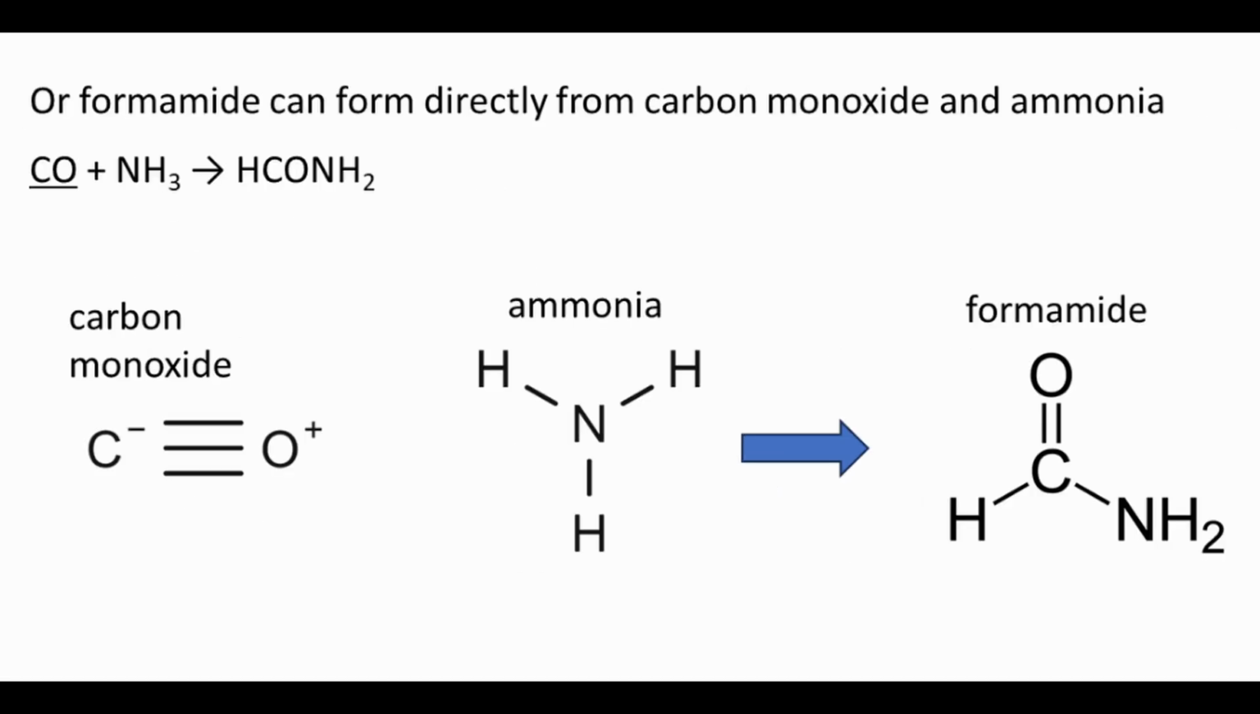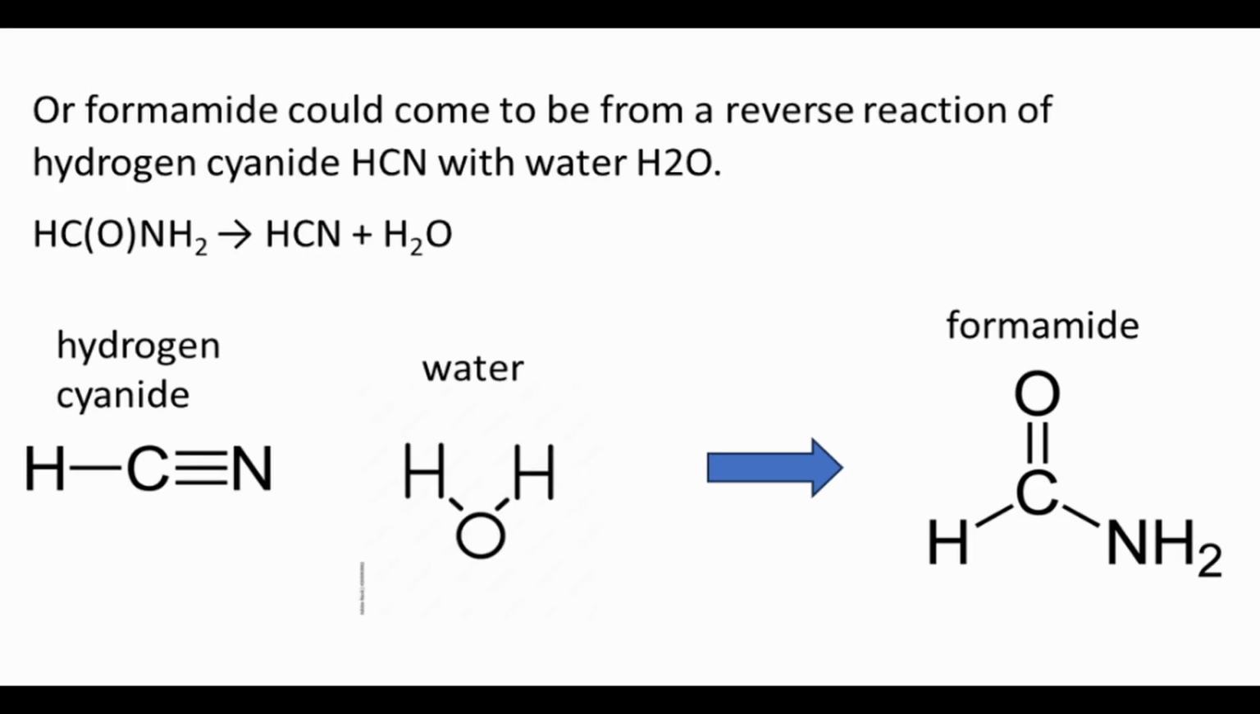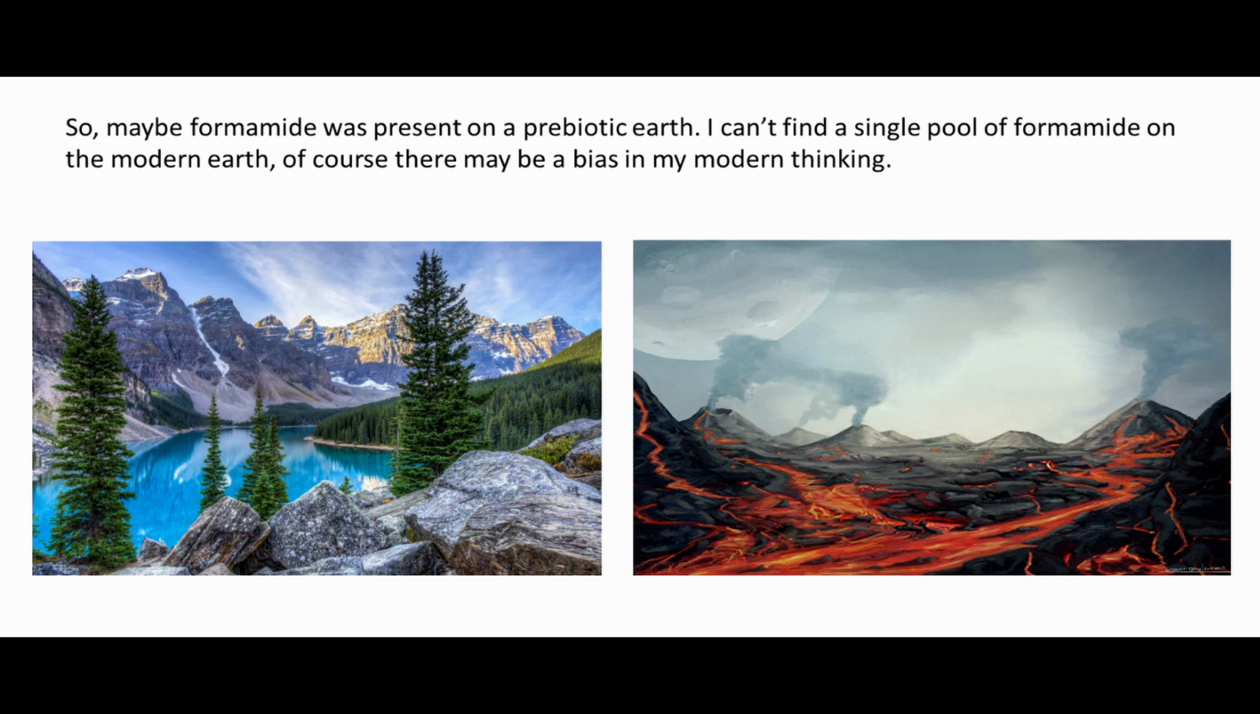Or formamide can form directly from carbon monoxide and ammonia. CO plus NH3 becomes HCONH2. Or formamide could come to be from a reverse reaction of hydrogen cyanide, HCN, with water, H2O. HCONH2 becomes HCN plus H2O. So, maybe formamide was present on a prebiotic Earth. I can't find a single pool of formamide on the modern Earth. Of course, there may be a bias in my modern thinking.